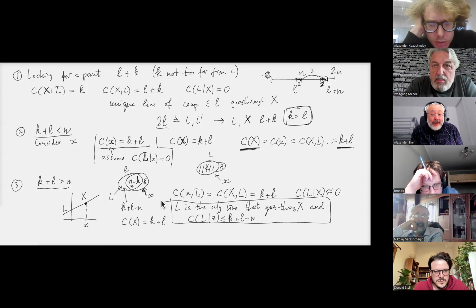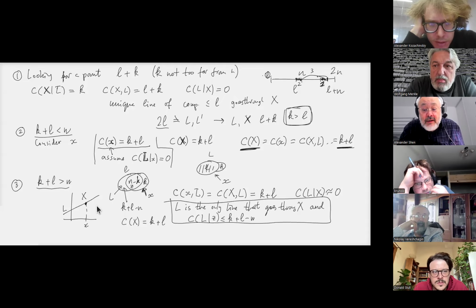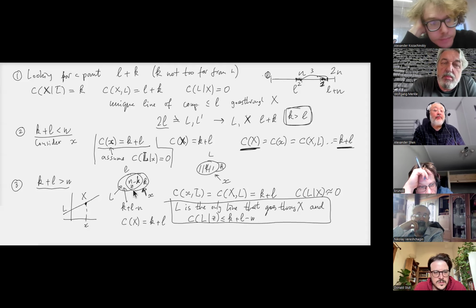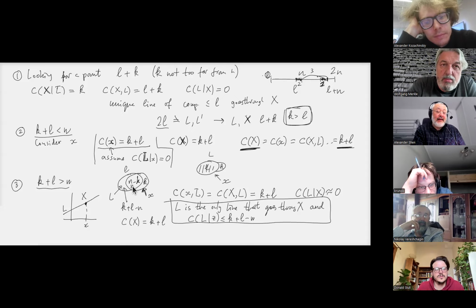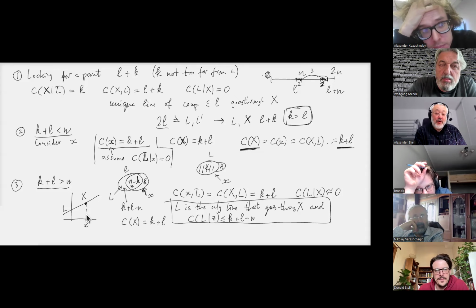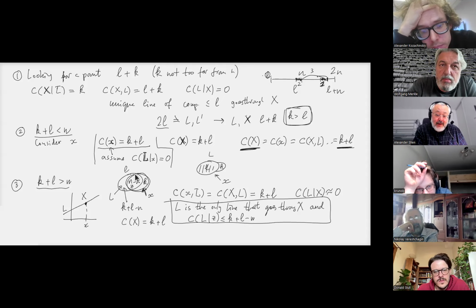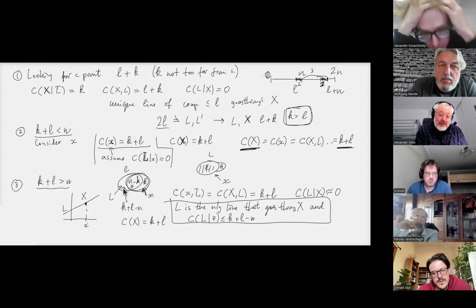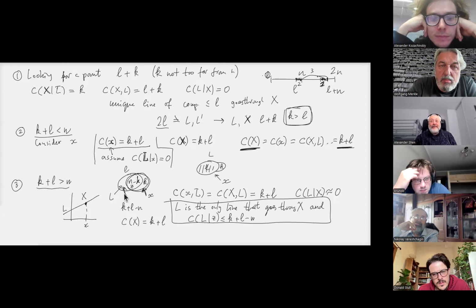Complexity of L given z, what is it? It is just the part of L which doesn't get into z. And the size of this part is k plus L minus n. Because here we have n, and the total size is k plus L. So what remains in this zone is k plus L minus n.